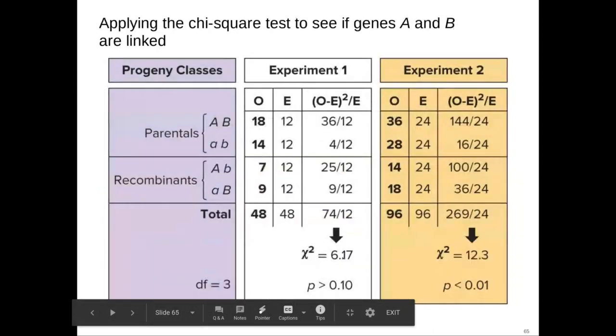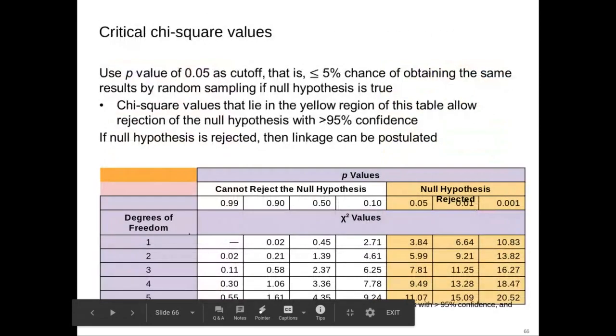So if we go back to our first experiment, we got 6.17. So we ask, okay, how many degrees of freedom do I have? 1, 2, 3. And then I find 6.17. 6.17 isn't on here, but it's between 6.25 and 2.37. Thus, my p-value has to be greater than 0.1.